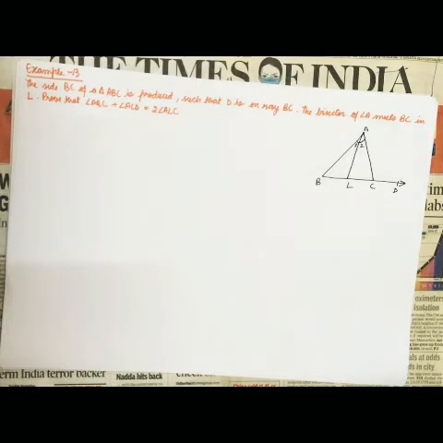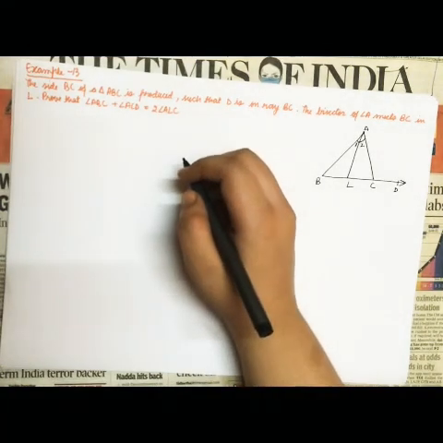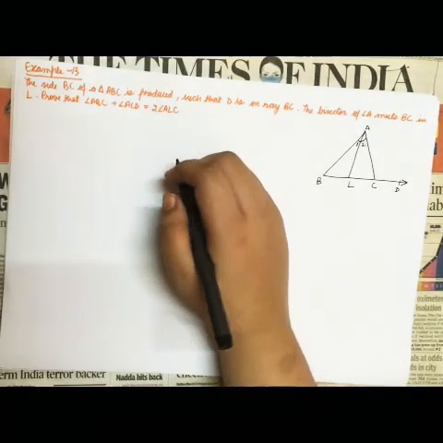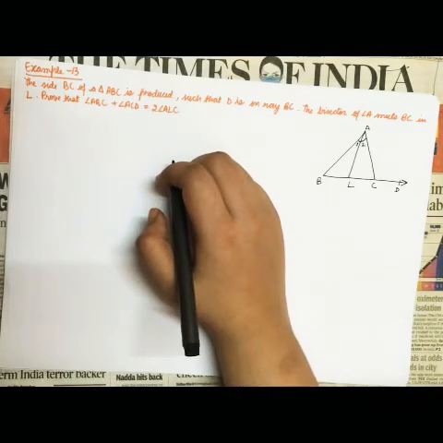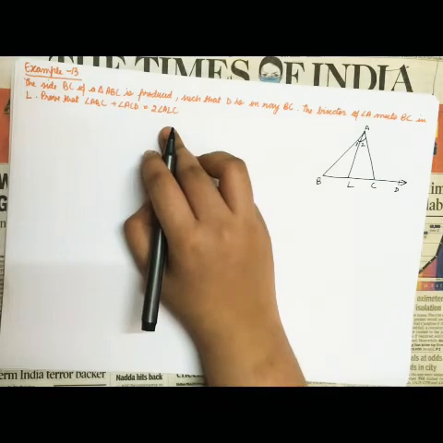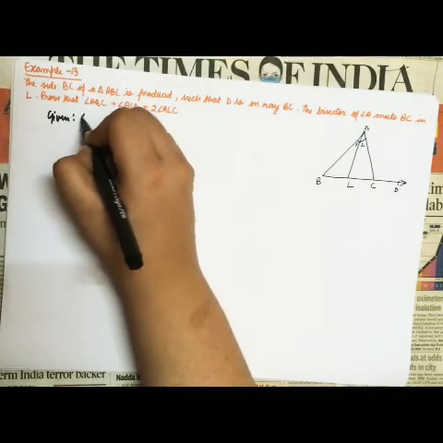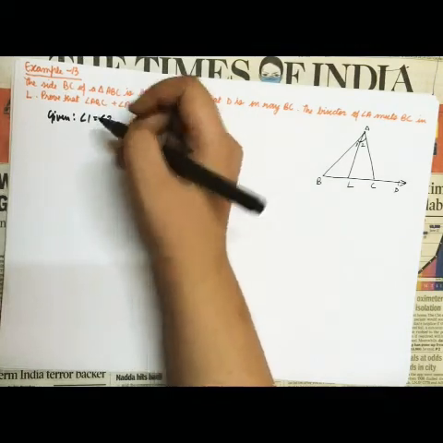Now example number 13. It says that side BC of a triangle ABC is produced such that D is on ray BC. The bisector of angle A meets BC in L. Prove that angle ABC plus angle ACD is equal to 2 times angle ALC. So in this we are given that angle 1 is equal to angle 2.